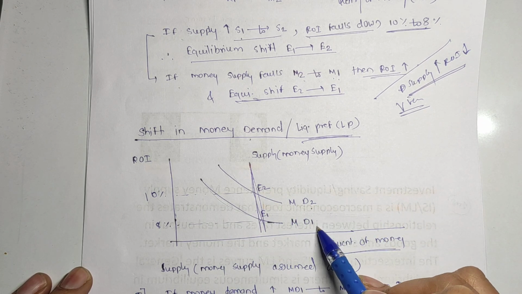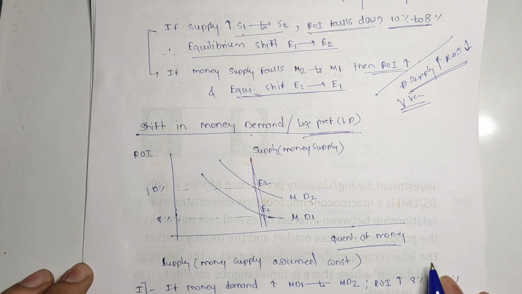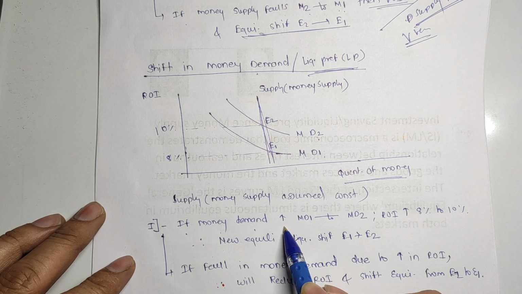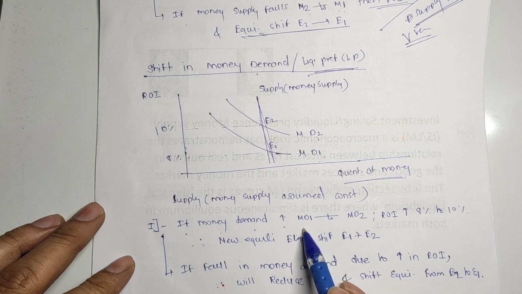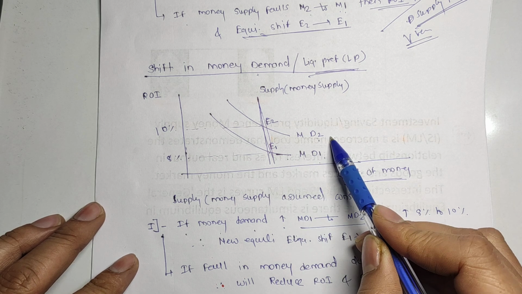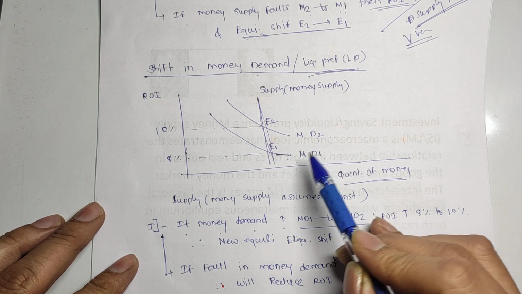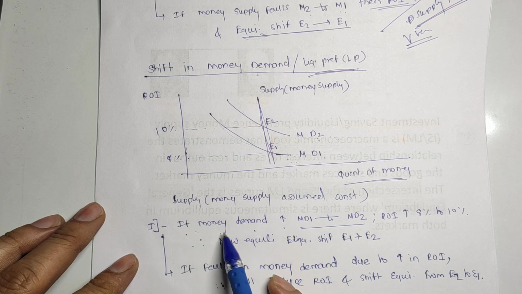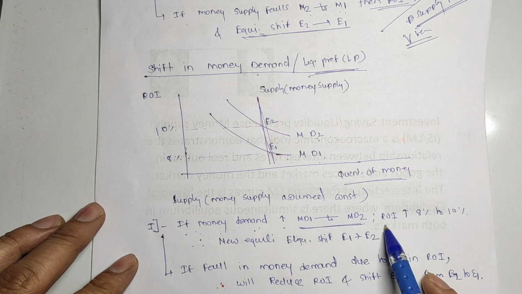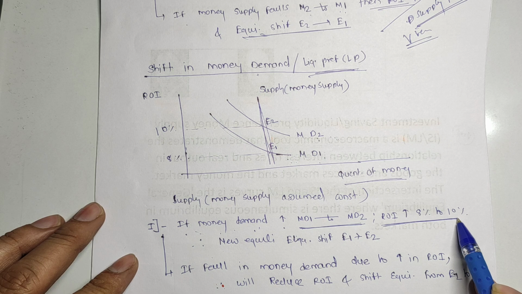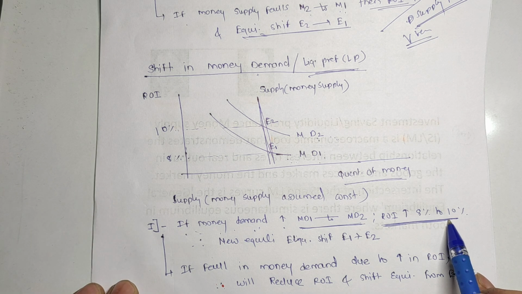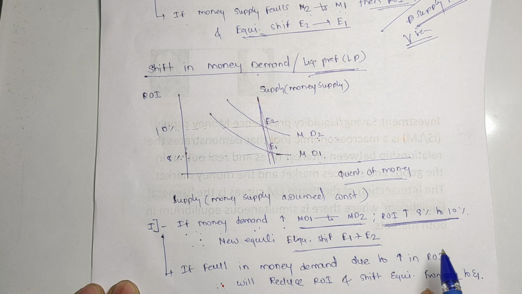Okay. This is MD1 demand and MD2, that is money demand 2. See friends, if the money demanded is increased, that is from MD1 to MD2, in the last unit I have already told you, if the curve shifts outward, that is to the right, that means an increase in demand, right? That means if the money demand is increased from MD1 to MD2, the rate of interest will increase from 8% to 10%.